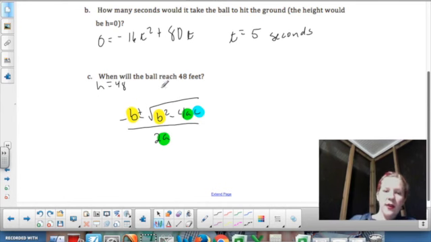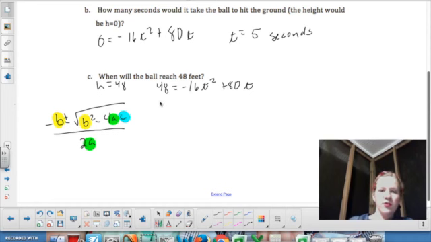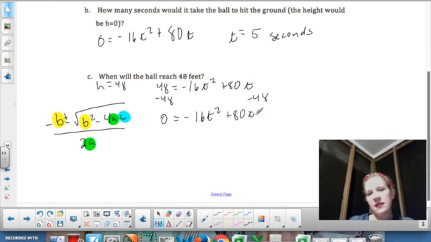Okay, so let's go ahead and plug that in. We're going to have 48 equals negative 16 t squared plus 80t. And in order to use the quadratic formula, I need this equation to be equal to 0. So I'm going to move that constant over to the other side. I'm going to subtract 48 from both sides. There's no like terms to subtract that 48, so I've just got 0 equals negative 16t squared plus 80t minus 48.